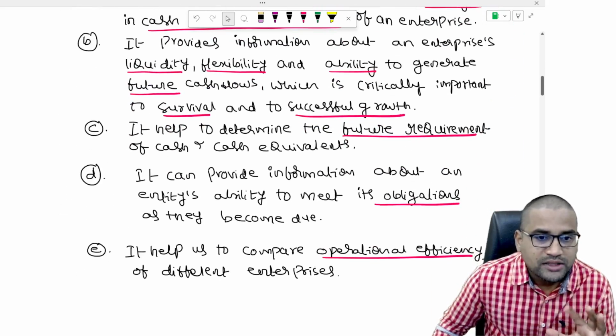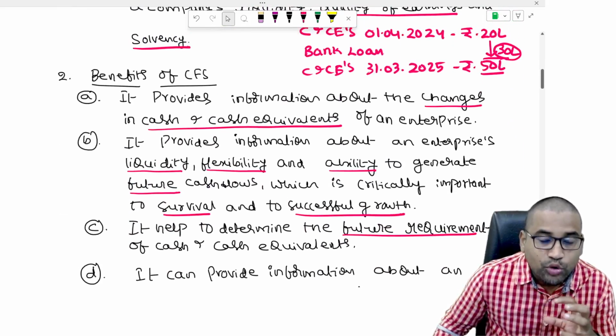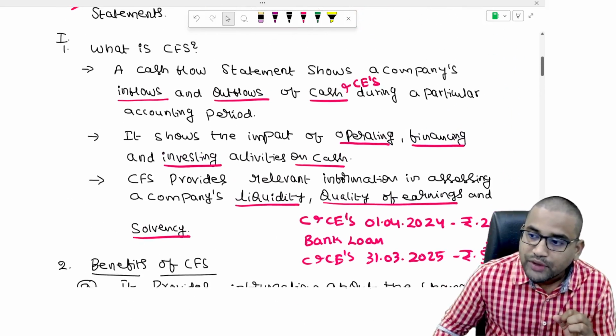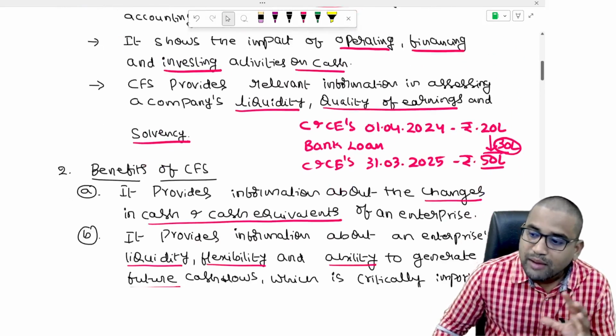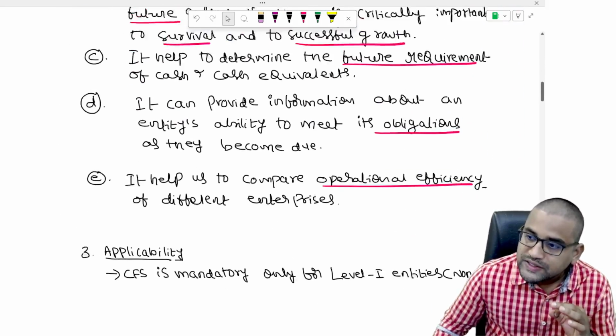No need to remember anything, just to get the overall idea, for completeness of understanding, I'm explaining these benefits of the cash flow statement.